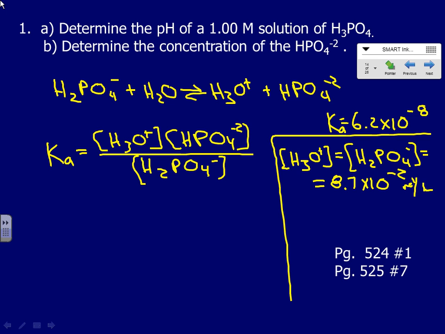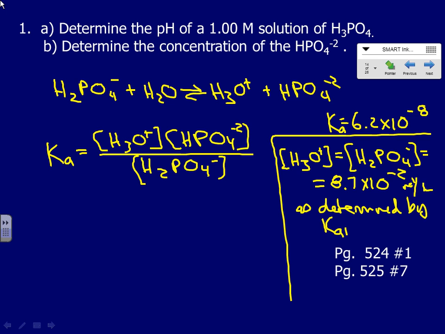This is determined by equilibrium 1, by Ka1, because it's dominating. What does that mean? It means that due to its dominance, I can put 8.7 times 10 to the minus 2 in for H3O plus because it's dominating. I can put 8.7 times 10 to the minus 2 in for H2PO4 minus because it's dominating that concentration as well.